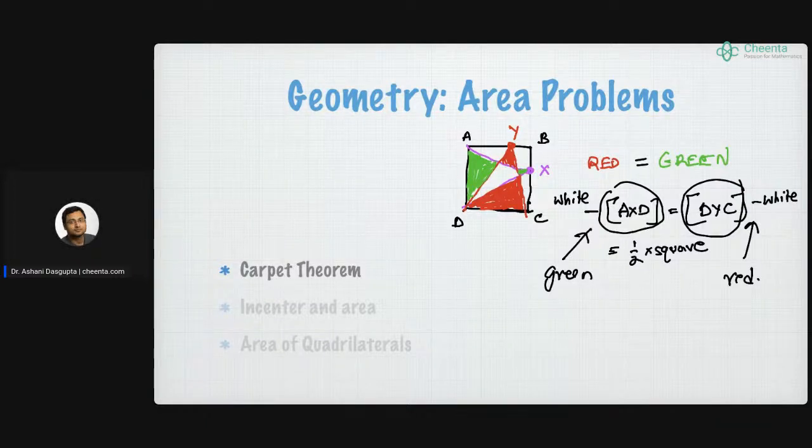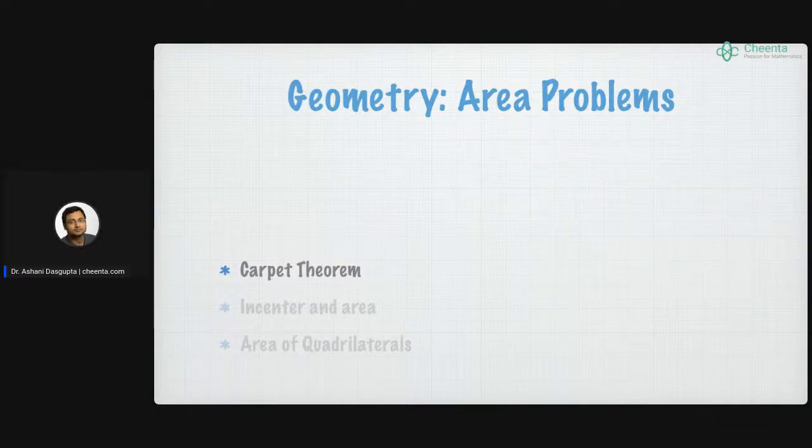Okay. The next idea that we have is of the incenter and area. So we are dealing with area problems. Okay, Nijhar has also given an idea. Okay, that's great. All right, Nijhar. So let's go ahead with the incenter and area. This is a very important tool. So let me talk about that.